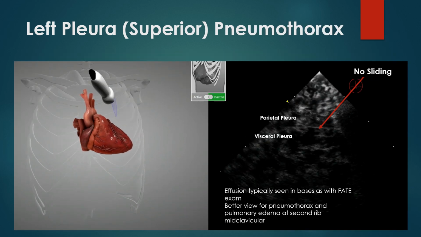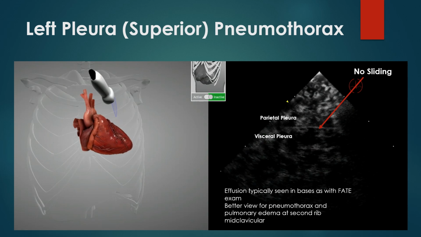So in this patient, you've got no sliding at all. You see you've got almost a little lung pulse from the heart beating. So you have lung pulse, no sliding. You probably have a pneumothorax, and you have a high probability of pneumothorax. It's probably about 90% sensitive for it.